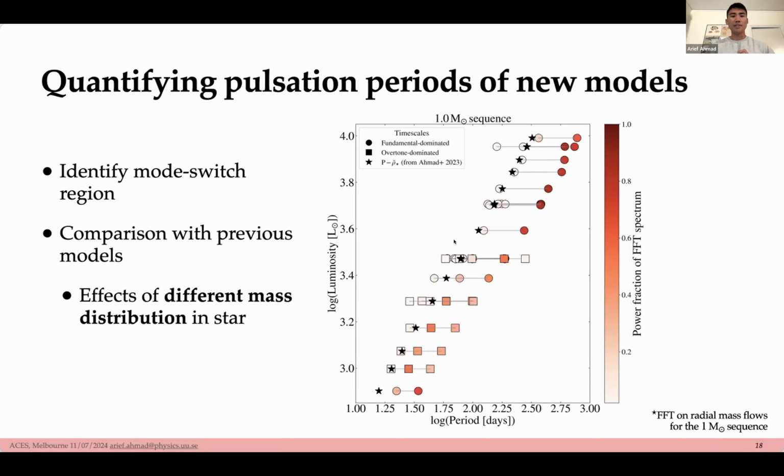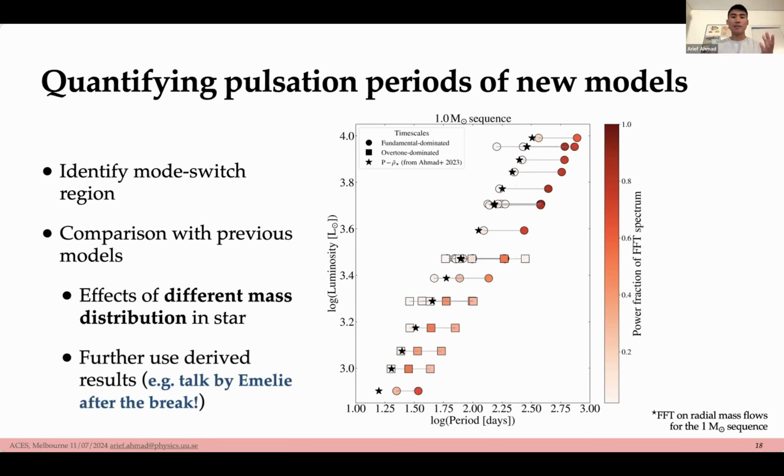One way to interpret this is that we're seeing the effect of a different mass distribution in the star. If you recall correctly, I mentioned we are fixing the core mass of 0.6 solar mass for the new models, whereas for the previous models, it might be slightly higher. So this could explain, or probably explains, why we see this consistent offset.